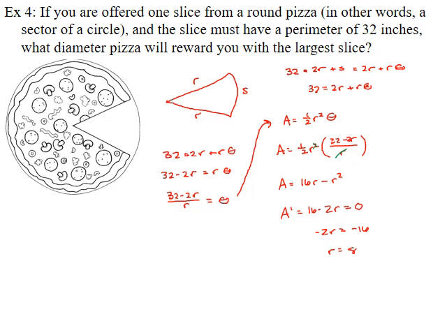But make sure you read the question. It asks for what does the diameter have to be of the whole pizza. So if the radius of this slice is 8, we're going to double that, and we can say that the diameter of this pizza needs to be 16 inches in order for us to maximize the area of this piece of pizza that has a perimeter of 32 inches.